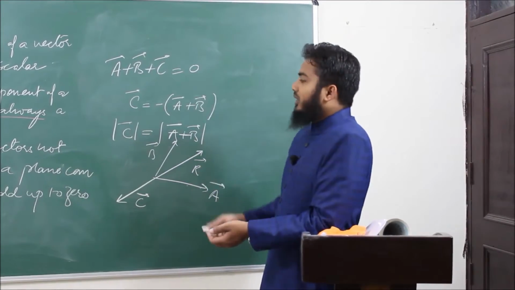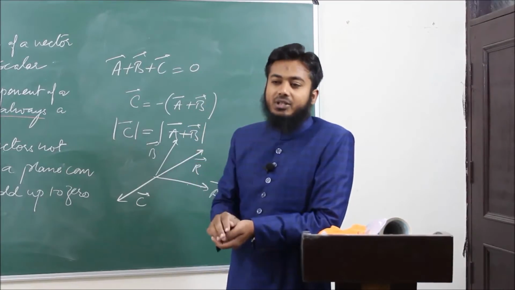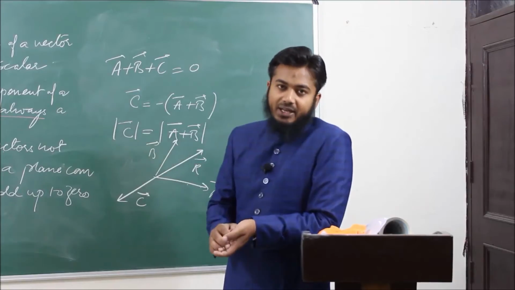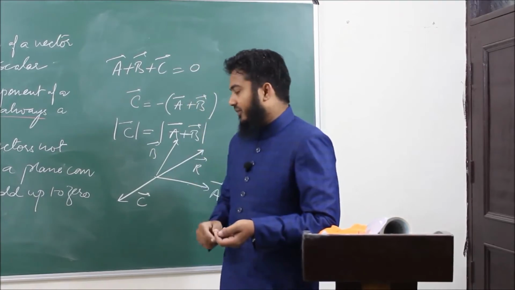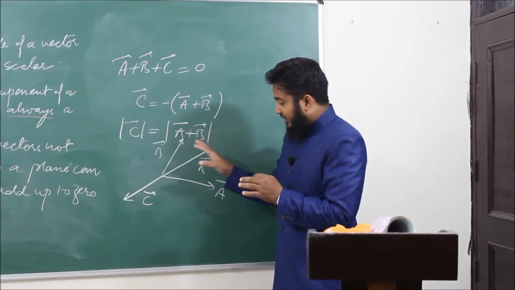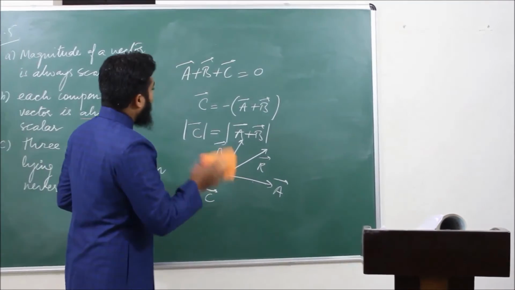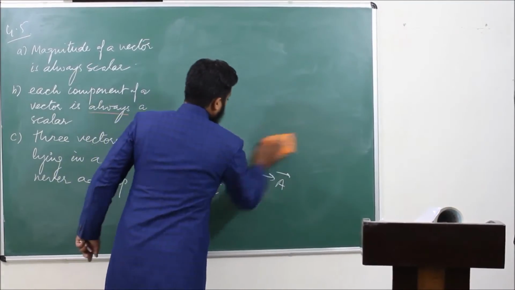If the vectors are collinear, then the minimum number of vectors to give a null vector is 2. And if the vectors are lying in the same plane, then to have a null vector, you will need minimum 3 vectors. Now, what if these 3 vectors are not lying in the same plane? If these three do not lie in the same plane, then can it be 0?